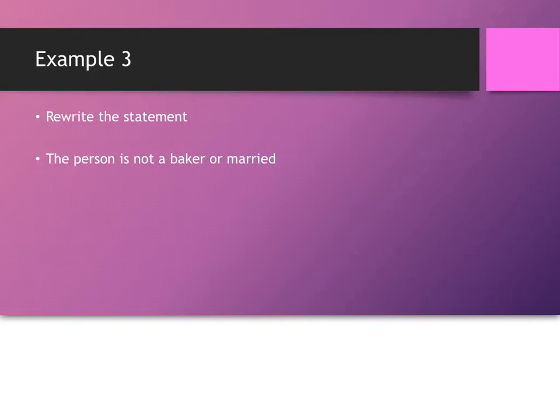All right. So let's rewrite the statement. Obviously this comes from, let's say, the original statement: the person is a baker or married. And I say I negate that. The person is not a baker or married. I probably should put the parentheses there. Okay.